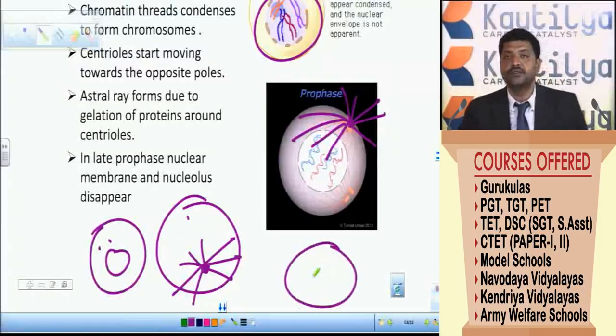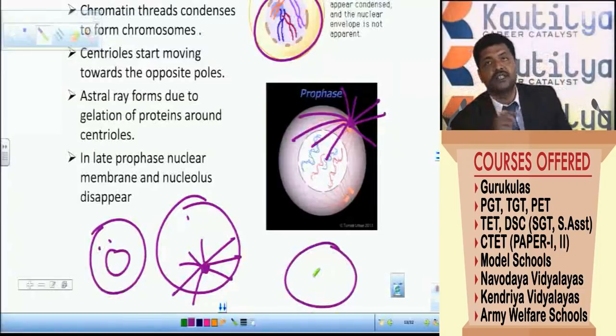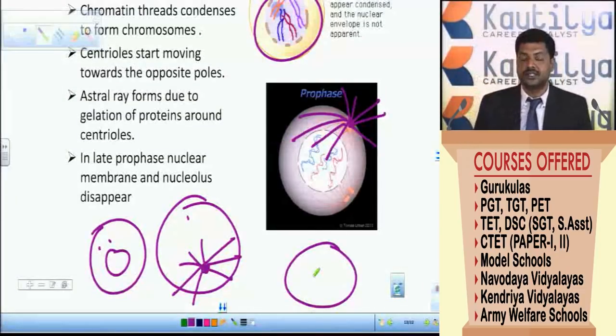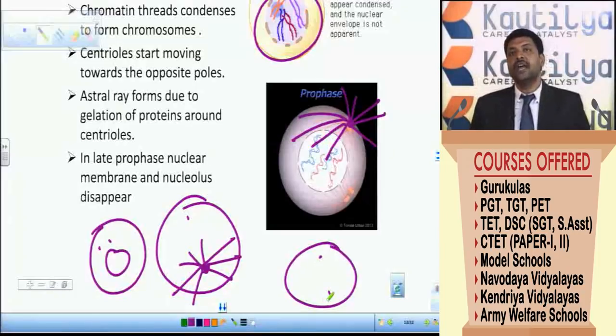But you may ask one question, sir, how is the division taking place in plant cells? At the time of chromosomal division, two centrioles are formed from the cytoplasmic proteins. This is also known as MTOC. Instead of centrioles, we call it MTOC, microtubule organizing center. Microtubule organizing centers are formed from the tubulin proteins of the cytoplasm in plant cells.